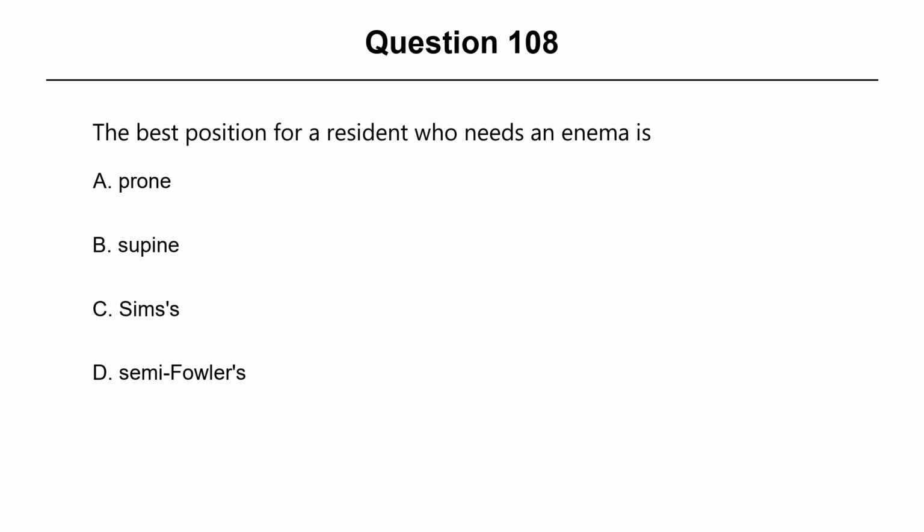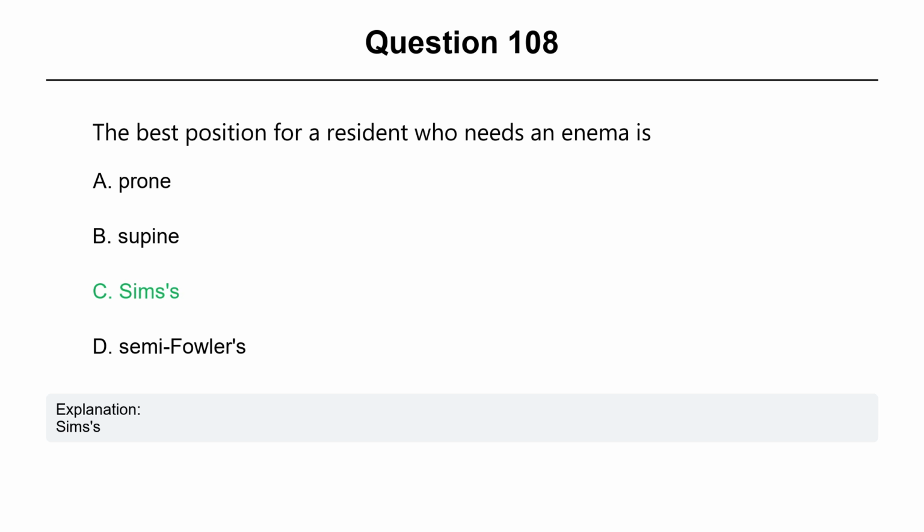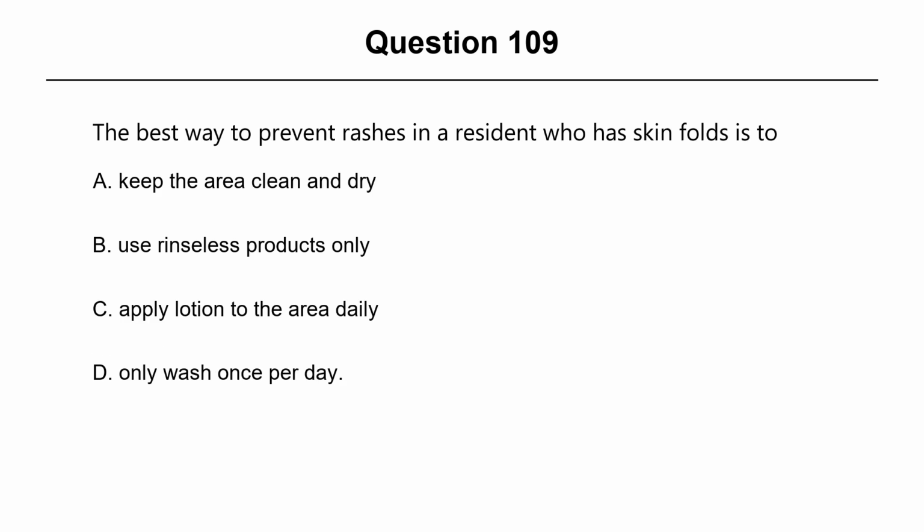Question 108. The best position for a resident who needs an enema is: Option A, prone. Option B, supine. Option C, Sims. Option D, semi-Fowler's. The correct answer is option C, Sims.